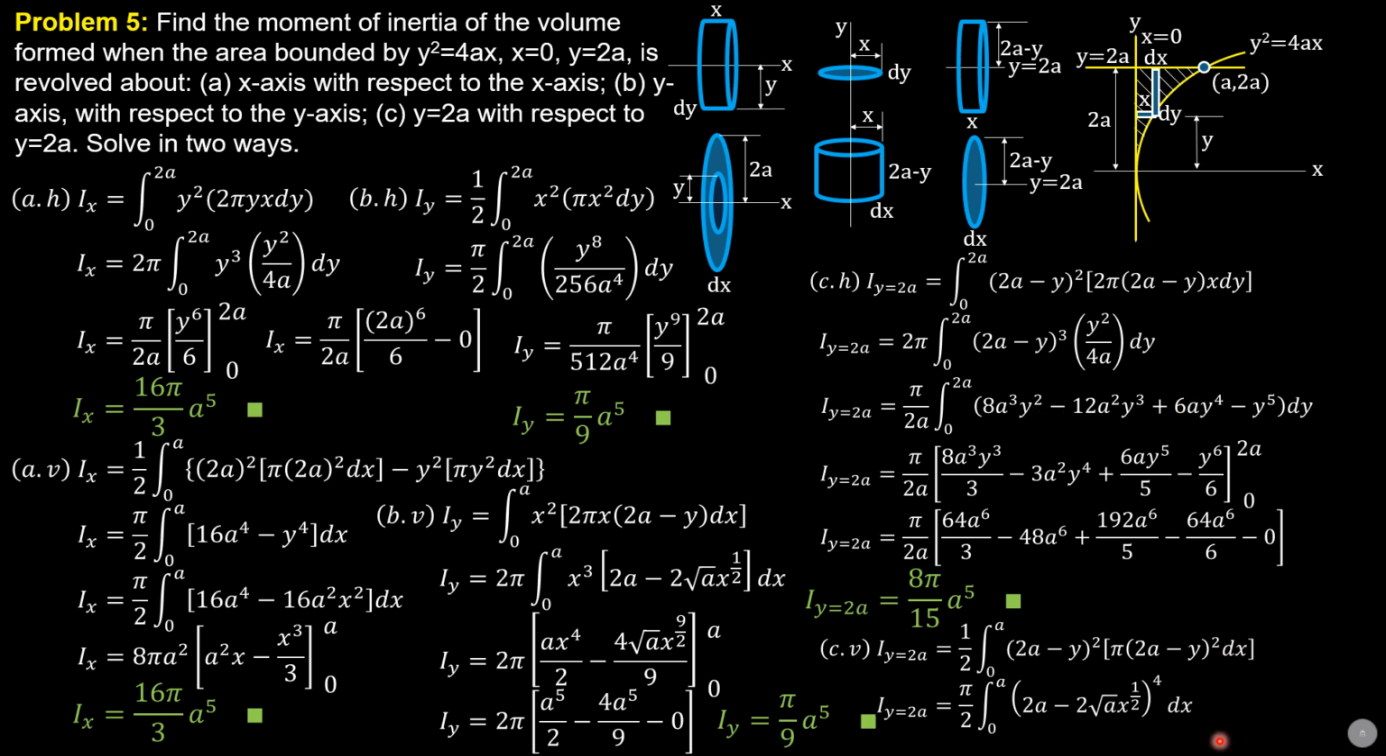So as I said, you may expand this by binomial expansion theorem, but for this case, you just use your calculator because we ran out of space for this part, and show that the answer is 8 pi over 15a to the fifth, which is the same as that.